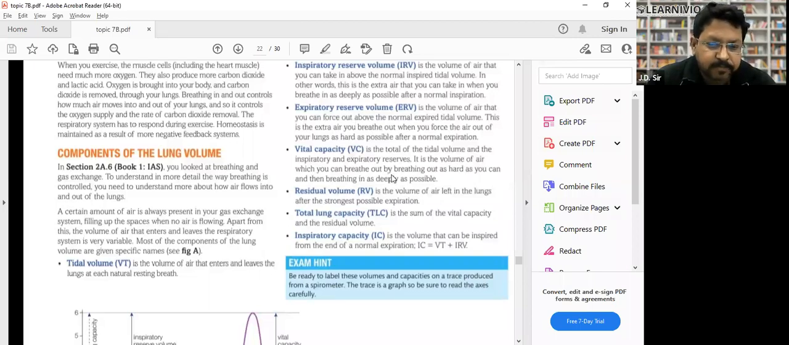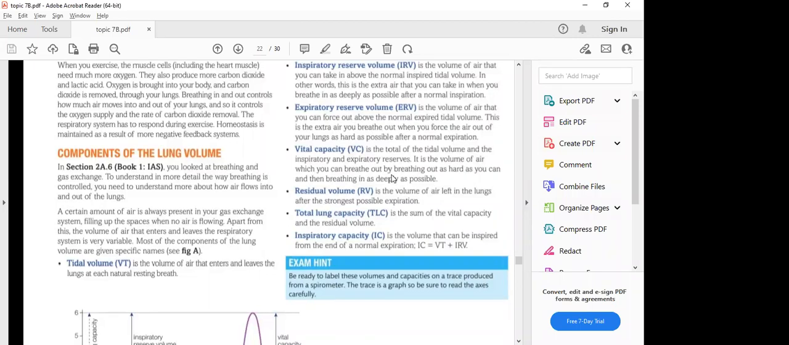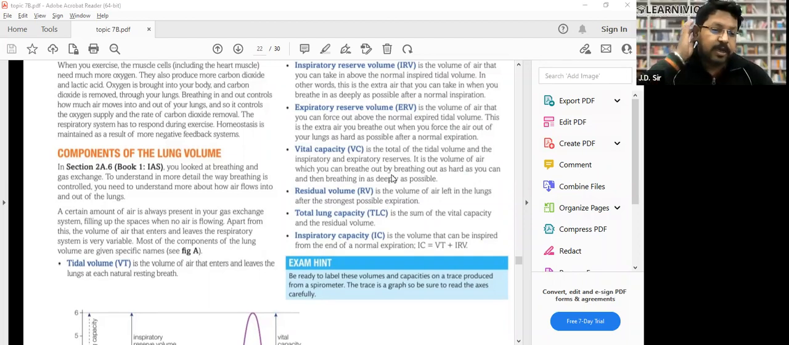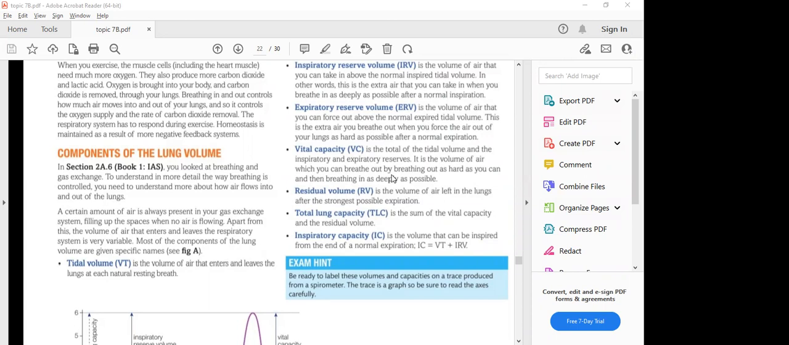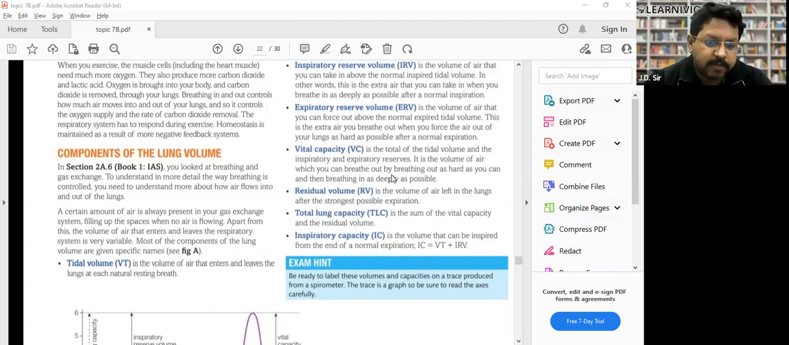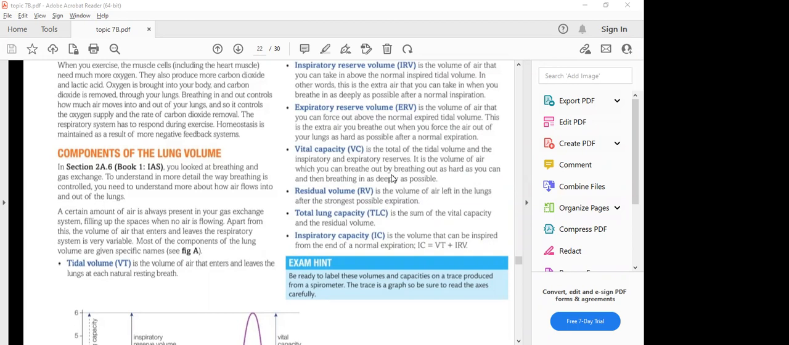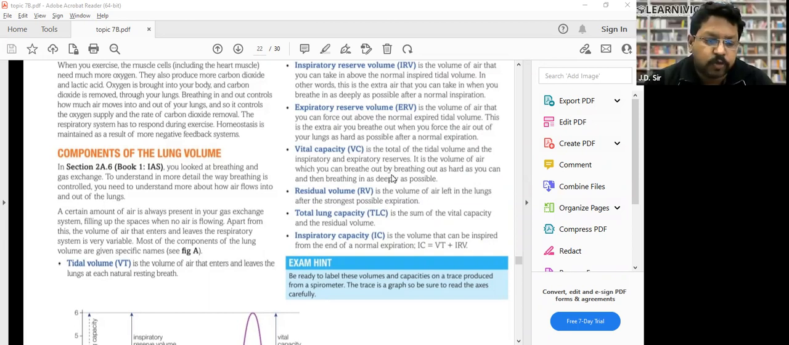So what is IRV? The amount of IRV is 2500 to 3000 ml. And ERV is 1000 to 1100 ml. So vital capacity depends on person to person. An athlete will have more vital capacity, and a normal person like us will have less vital capacity.